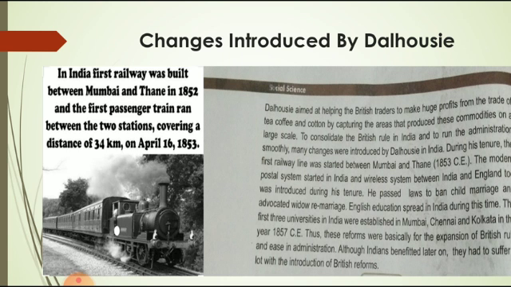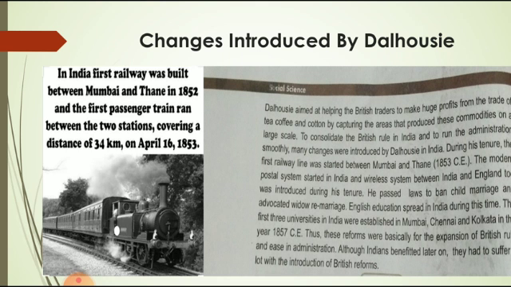You can just see the picture over here, my dear students, that in India the first railway was built between Mumbai and Thane in 1852, and the first passenger train ran between the two stations covering a distance of 34 kilometers on 16 April 1853. So in the textbook it is correct, it is 1853 CE when it started, but it was built in 1852. It was introduced between Mumbai and Thane. That was one of the great things Dalhousie did, the railway line he started.